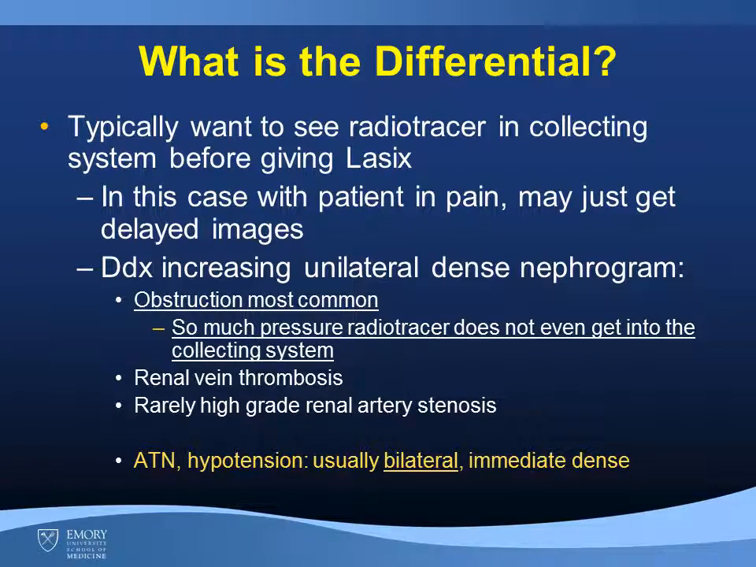First, obstruction is the most common. There's so much pressure, the radiotracer does not even get into the collecting system. The second is renal vein thrombosis. And uncommonly, high-grade renal artery stenosis can look similar. Now remember that ATN and hypotension can cause an immediate dense nephrogram without excretion, but that is typically bilateral.